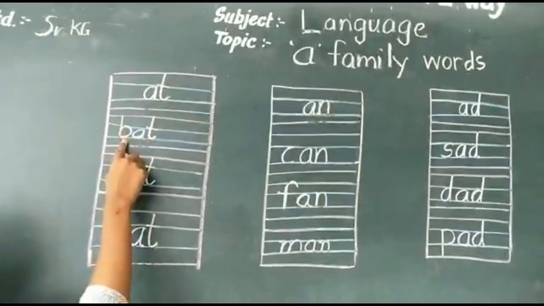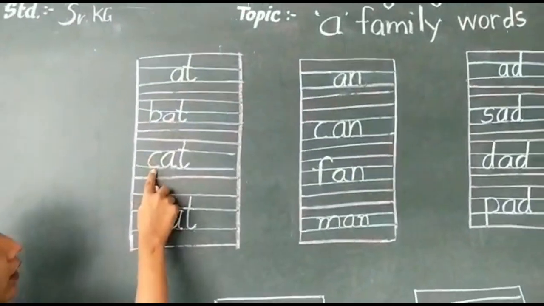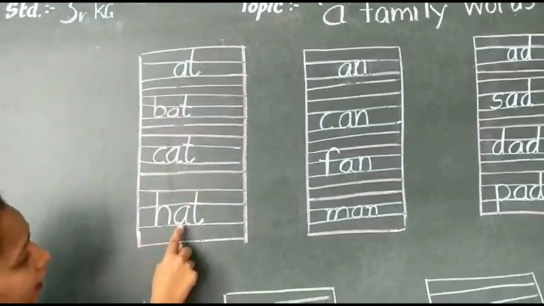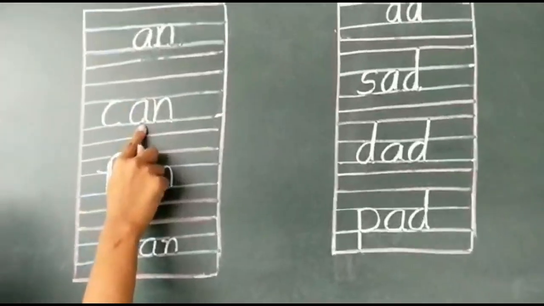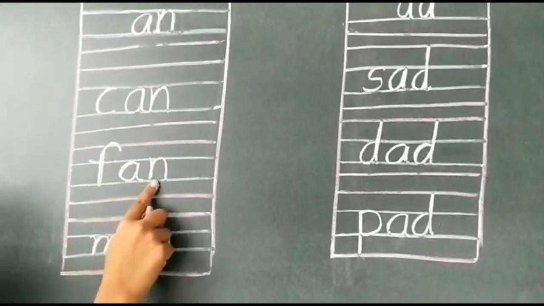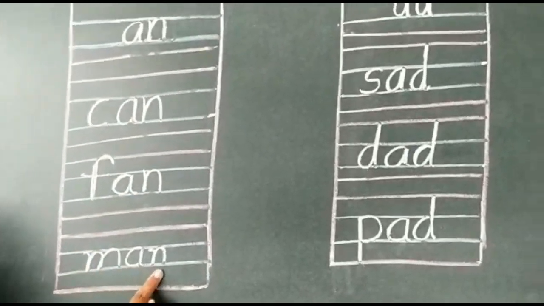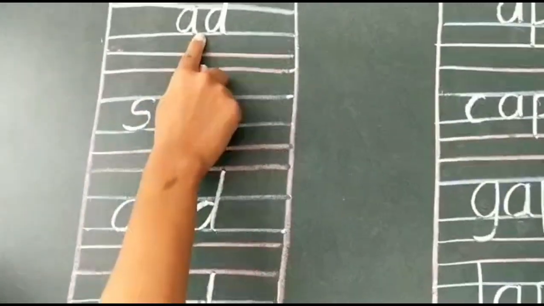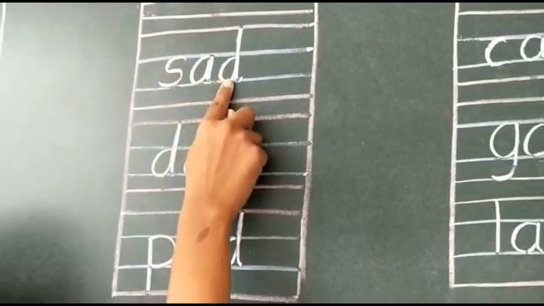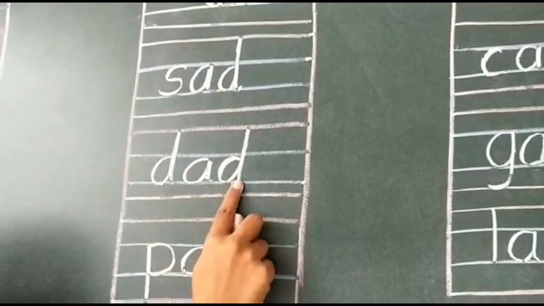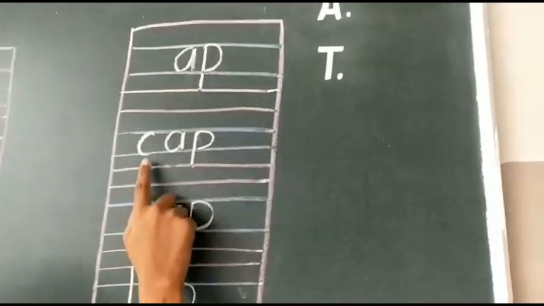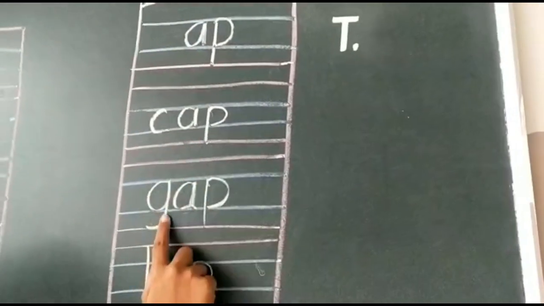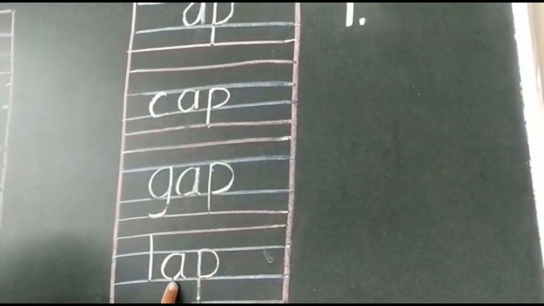So now, at word: b-at bat, c-at cat, h-at hat. An word: c-an can, f-an fan, m-an man. Et word: s-e-d said, d-e-d dead, p-e-n pen. Apple, g-e-t get, l-e-f-t left.